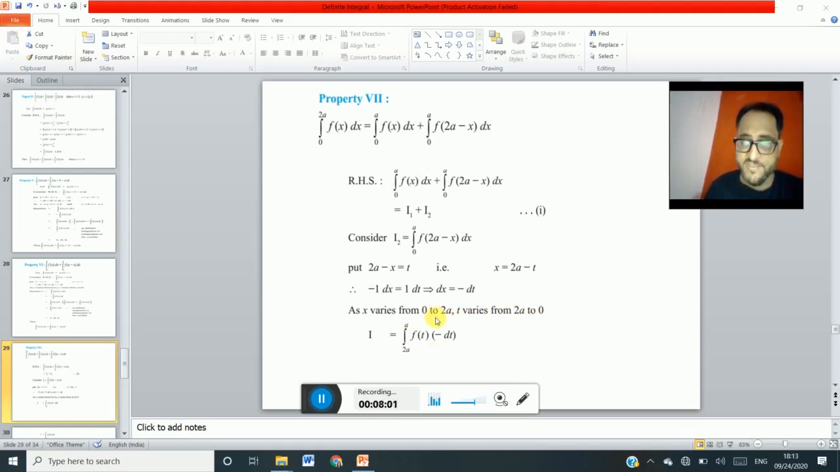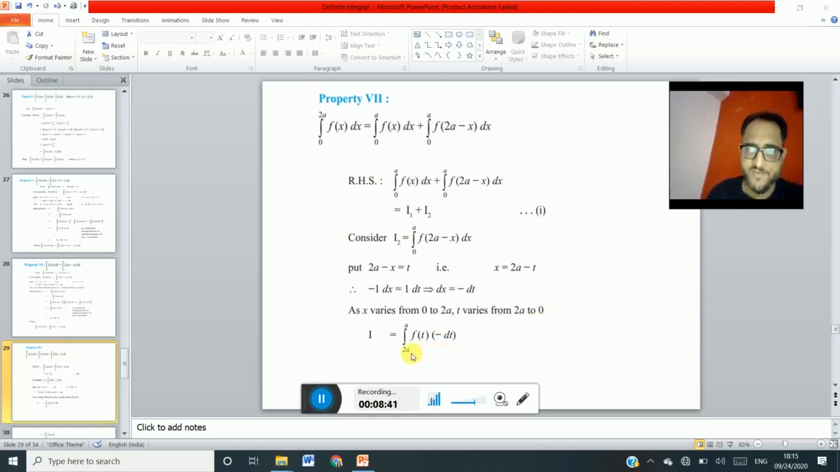See here, as x varies from 0 to twice a, right? So put x equals twice a to 0. T varies from twice a to 0, right? So how does the limit change here? Actually here also is a print mistake. See here, x varies from 0 to twice a, t varies from twice a to a. We want a in place of 0, right? So make a correction. This is actually a photocopy of the textbook, so correct it here.